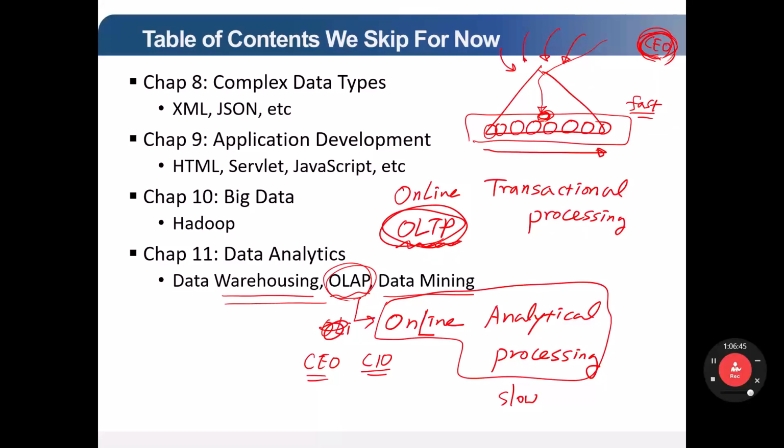So data mining is an algorithm that finds meaningful information from a bunch of raw data. And OLAP is how we run those queries in DBMS. And data warehousing is about how to manage those data in a large data center. That's it. So I guess we can skip chapter 11.